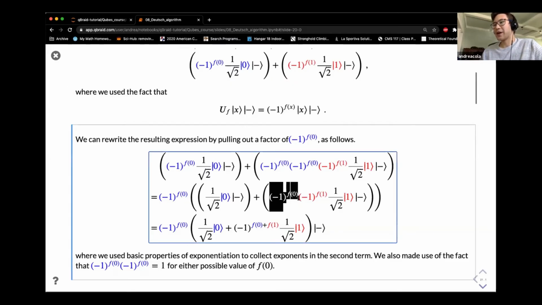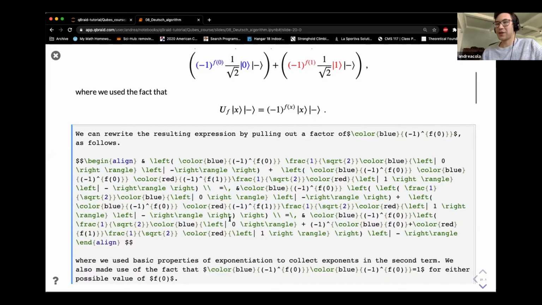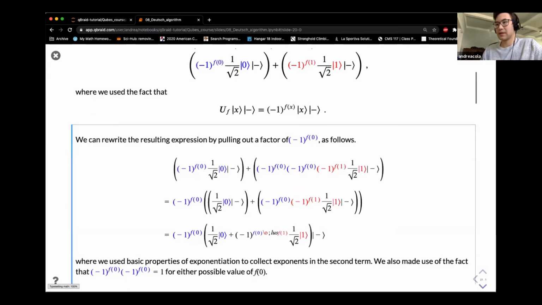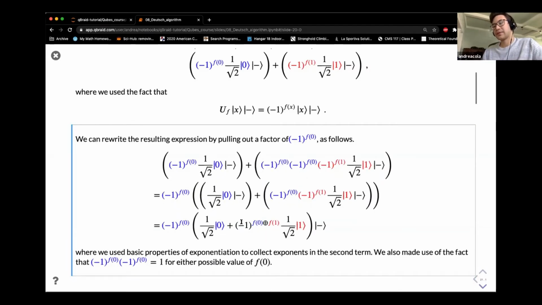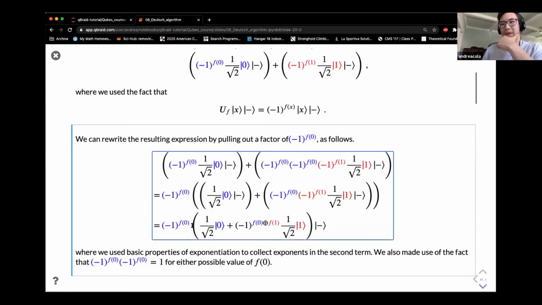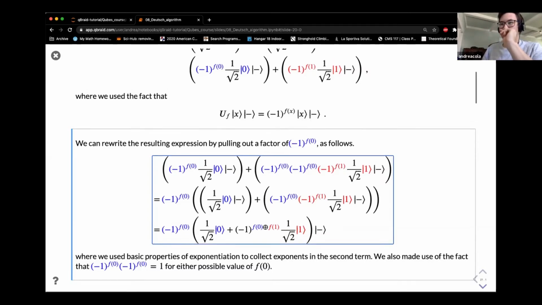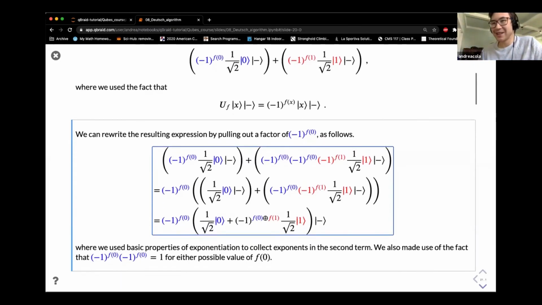And crucially, this -1 f of 0 times -1 f of 1, by using properties of exponents, is just -1 to the f of 0 XOR f of 1. Sorry, I want to say here O plus. Right? Does this calculation make sense? This is the very last calculation, and then we're basically done. So if you understand this part, then we're good.